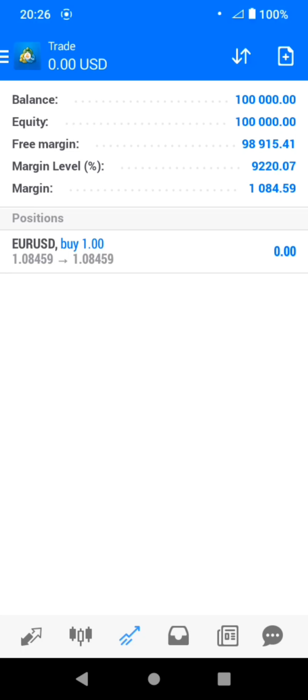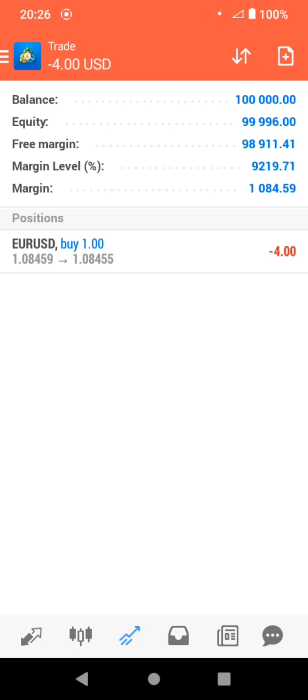The first price is the price at which you enter, where the broker executed your trade for you. So now we are in a loss because we entered at 1.0849 and the market is now 1.08459. When you see blue, it means we are in profit. When you see red, it means you are running a loss. I'm predicting that the price is going to go up, but now the price is down.